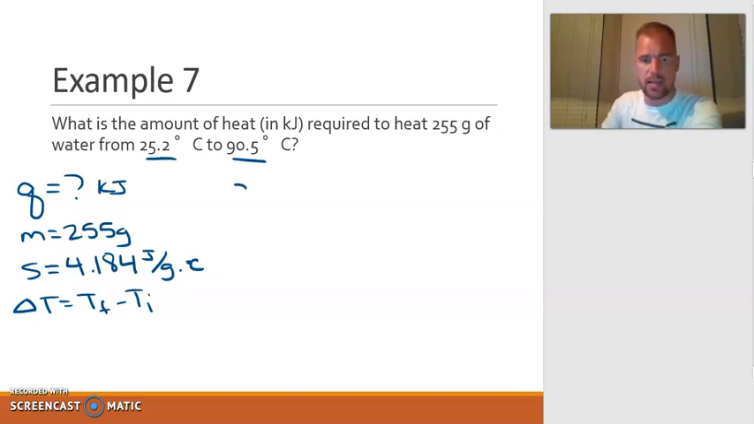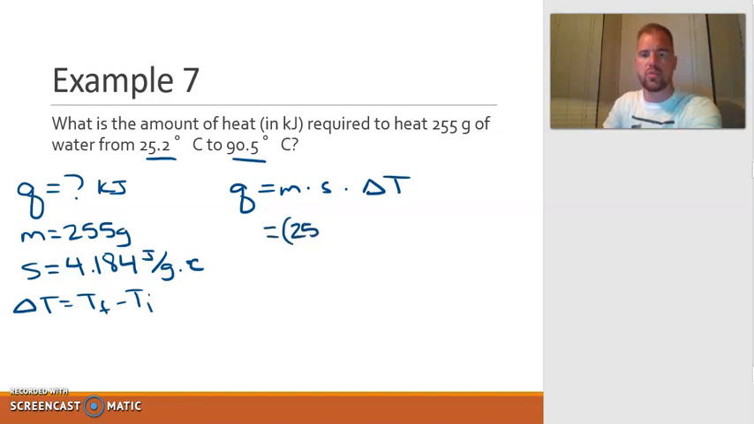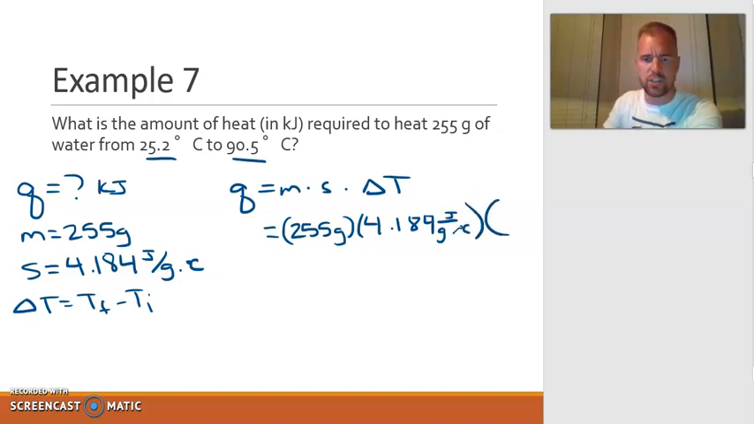So let's go ahead and get it set up. Q is equal to M times S times delta T. Let's just start plugging in our numbers. My mass is 255 grams. The specific heat of water is 4.184 joules per gram degrees Celsius. And then my delta T, I'm actually going to write it out. My final temperature was 90.5, minus my initial temperature was 25.2. So I have everything in there.